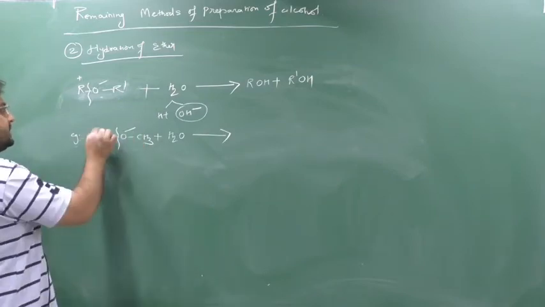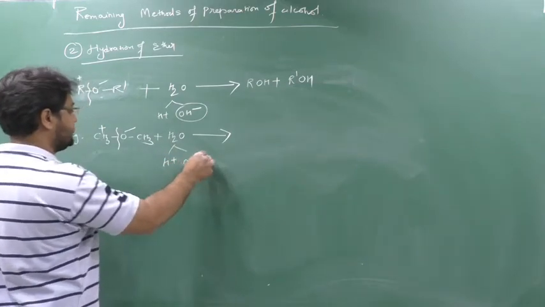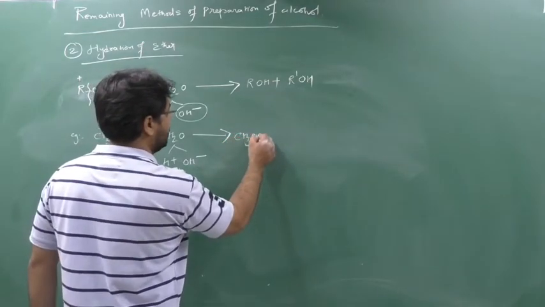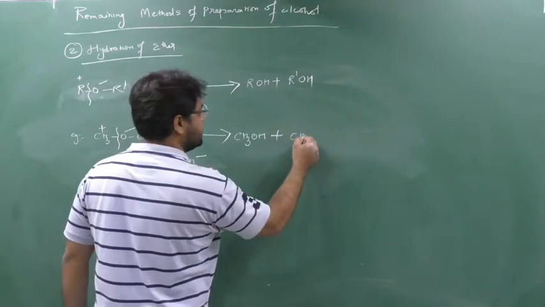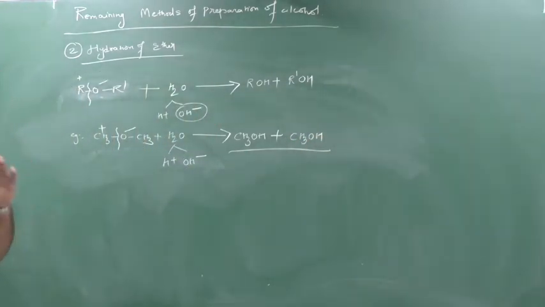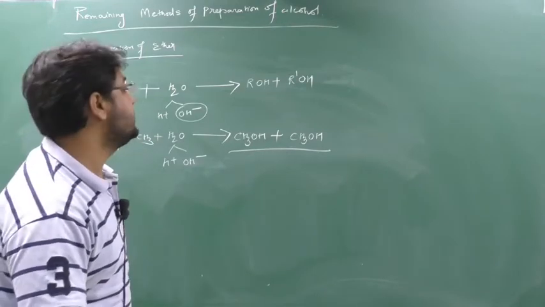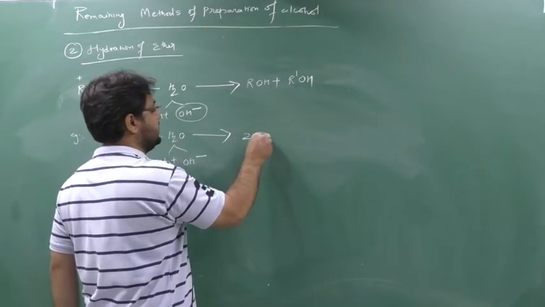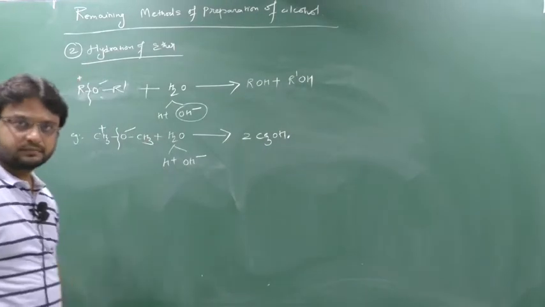So I am splitting in this way. This whole will be minus and this will be plus. H2O will also split into H plus and OH minus. So CH3 plus and OH minus will form CH3OH, and CH3O minus and H plus will form CH3OH. In short, there will be 2 moles of the same alcohol if we are using a symmetrical ether. So I will write down here 2 CH3OH. Clear?